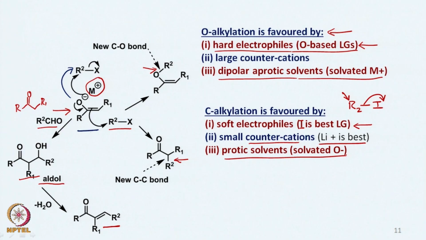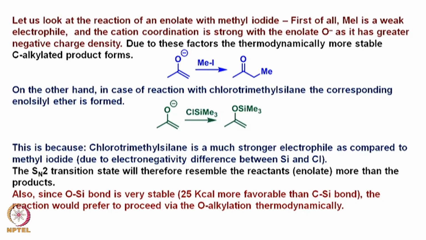But of course polyalkylations do take place, and therefore there should be some more modifications. So once again we just simply recap what we studied just now. Now let us take the reaction of an enolate with methyl iodide. First of all, methyl iodide is a weak electrophile, and the cation coordination is strong with the enolate O minus because it has greater negative charge density. Due to these two factors, the thermodynamically more stable C alkylated product forms.